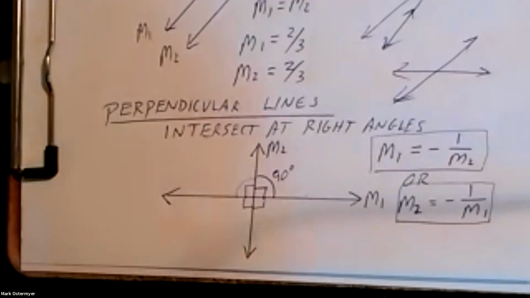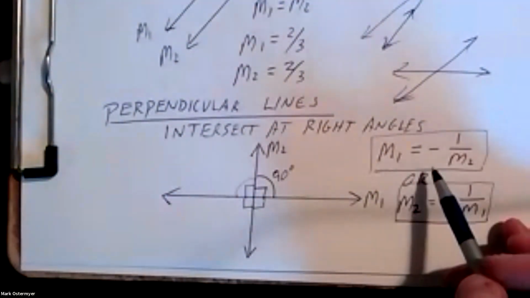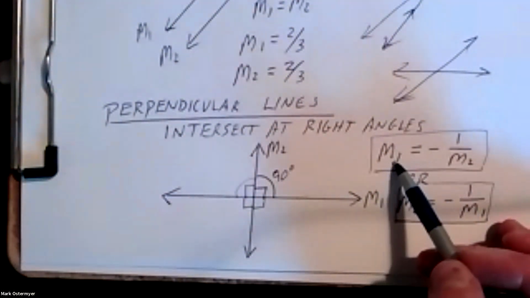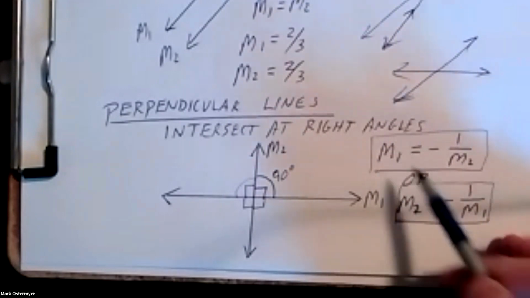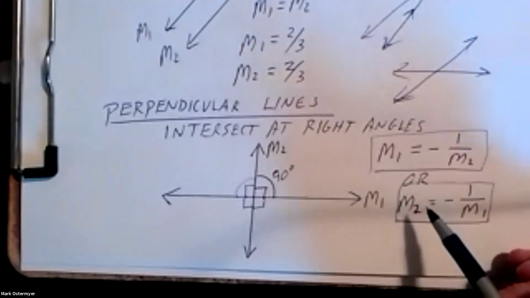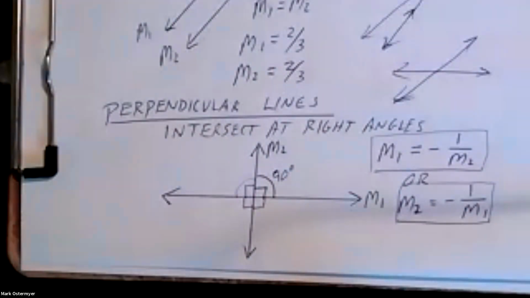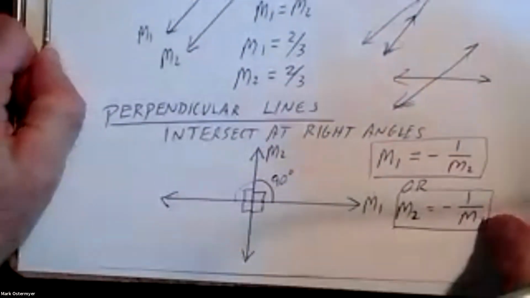A negative reciprocal means two things. First, you take the negative of the slope and then you reciprocate it. Or you take the reciprocal first, then attach the negative sign to it. So perpendicular lines have negative reciprocal slopes.